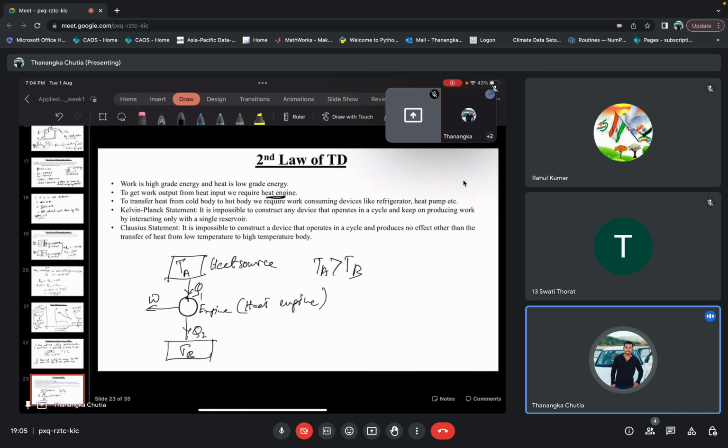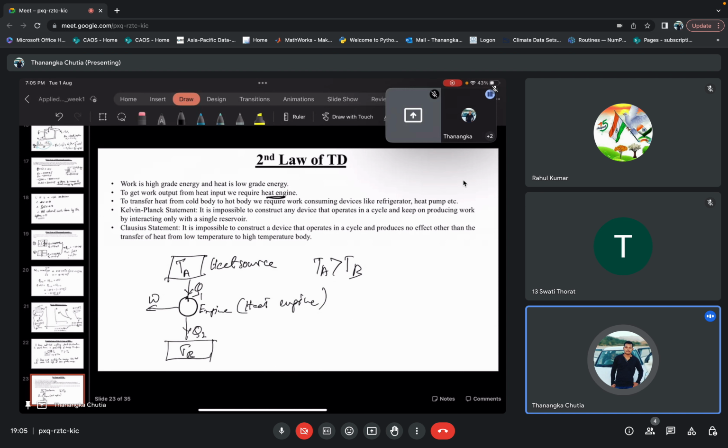Now suppose you want to do the opposite. That means you want to reverse the directions of your energy, like you want to take out heat from a cold reservoir and put it into the hot reservoir.